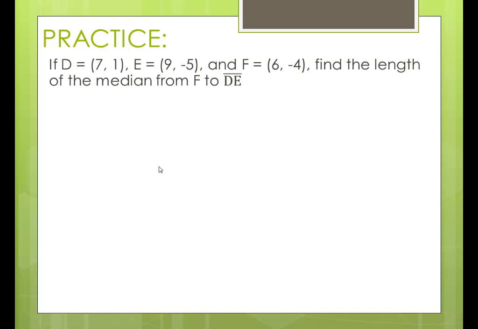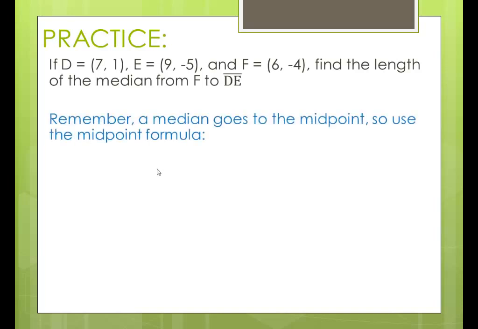So, let's say that we have D, which is 7, 1, and E, which is at 9, negative 5, and F, which is at 6, negative 4. And we need to find the length of the median from F to DE. The first thing you need to remember is that a median goes to the midpoint of the segment opposite the angle. So use the midpoint formula.